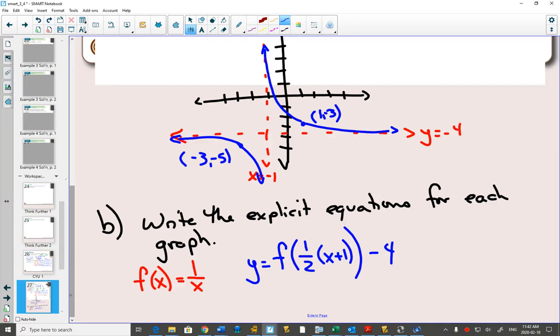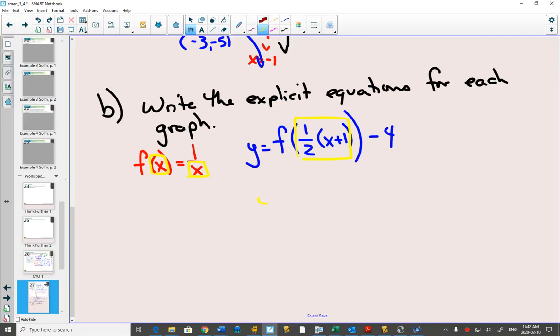So again, we're just really practicing working with function notation. How does function notation work? Well, function notation says whatever you plug in goes where the x is. Now what are we plugging into the function? We're plugging in 1/2 x plus 1. All of that is inside the function. How would I write that?